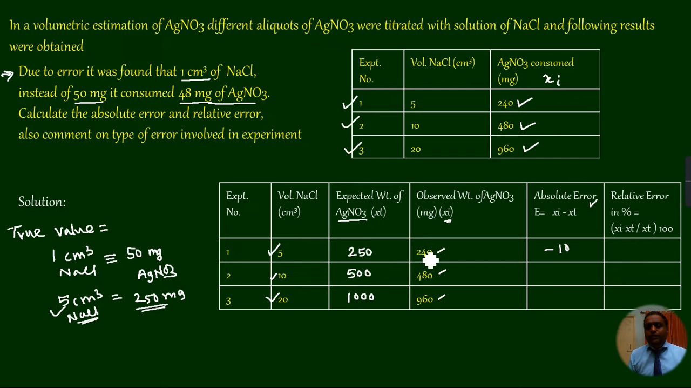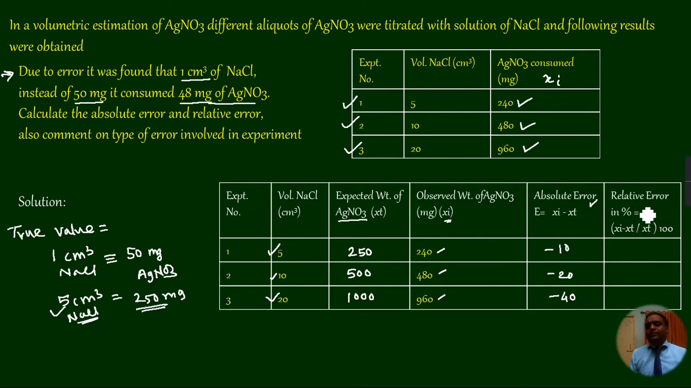240 minus 250, that is xi minus xt, is -10. 480 minus 500 is -20, and 960 minus 1000 will be -40. So these are the absolute error values.